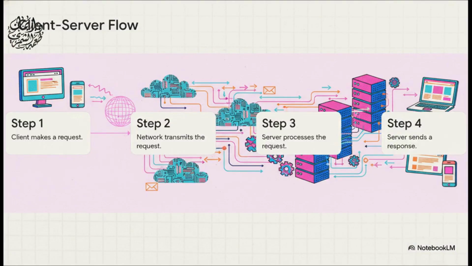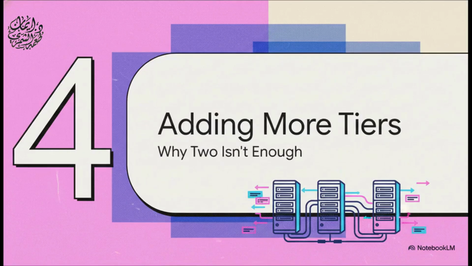This little back and forth follows four basic steps. Your browser, the client, makes a request. The network zips that request over to the server. The server figures out what you want, finds the web page, and then sends a response all the way back across the network to your browser. This simple loop happens billions and billions of times every single day. So this basic client-server setup is what we call a two-tier architecture. Just one client, one server. Simple. But as systems get more complex, this model starts to creak under the pressure.